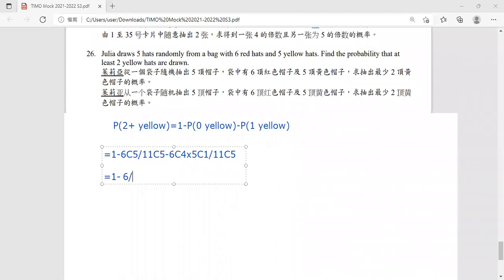Six over 11C5, and you can actually, 11C5 is 462. So don't be so afraid. It's not a great number. It's not a very large number. And this is, let's see, this is 64. 64 is 62. It should be 20 times 5 over 462.